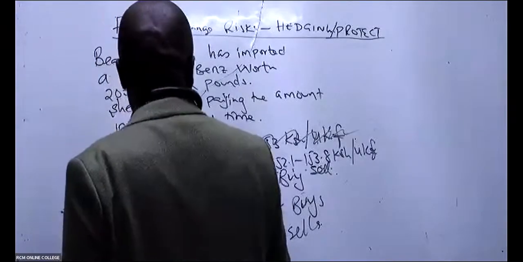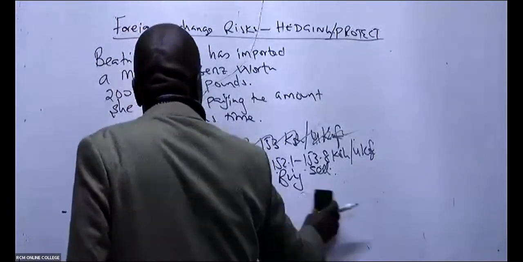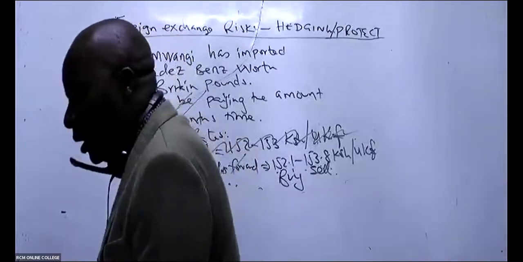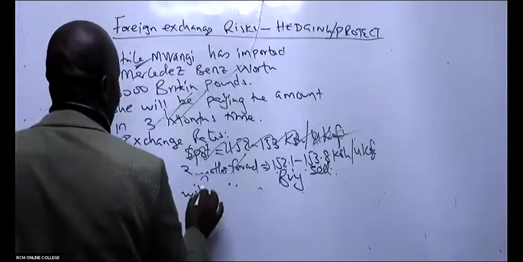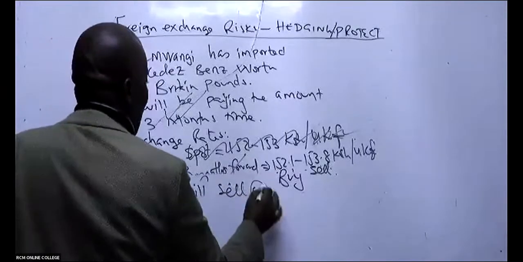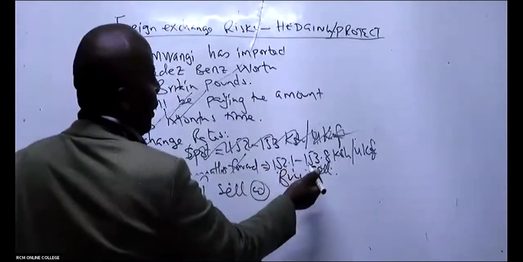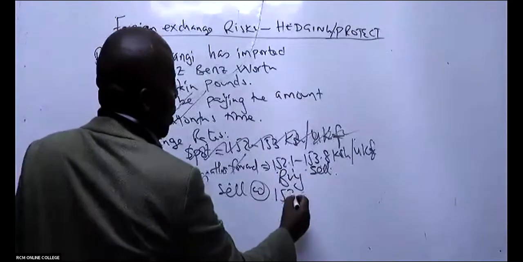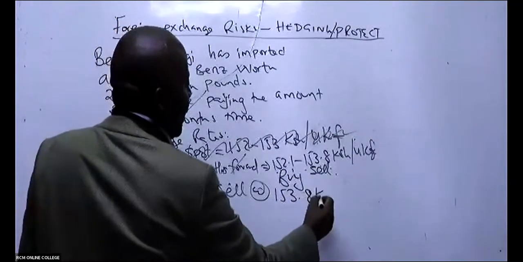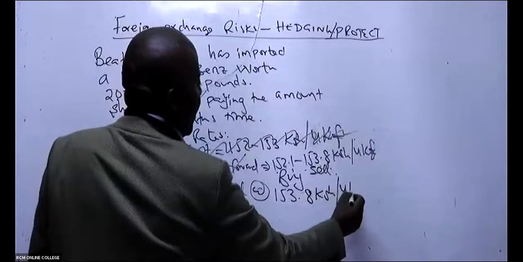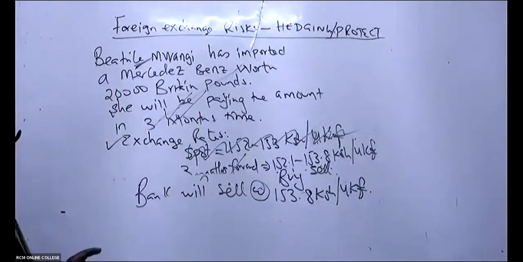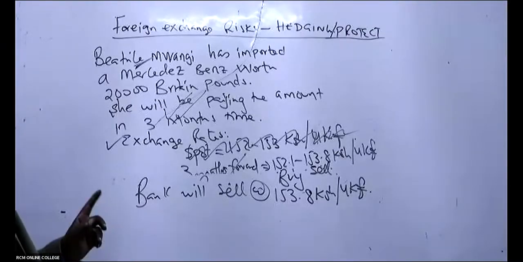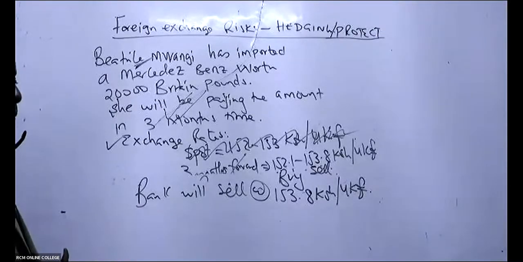Yes. So come here. You're saying that the role of the bank is to sell. So the bank will sell. At what rate are they going to sell? Are you able to see the selling rate? The selling rate is 153.8 Kenya shillings per UK pound.